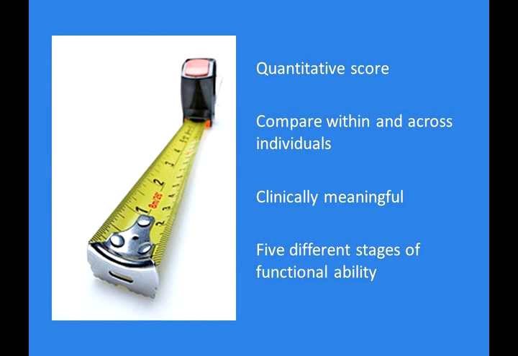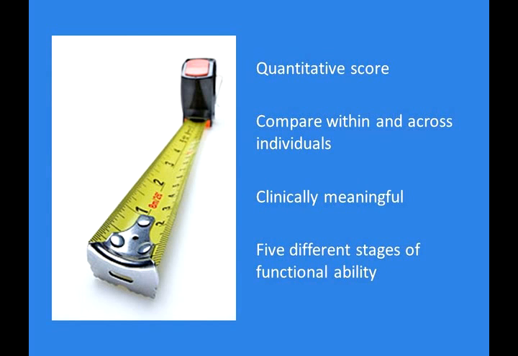Scores are grouped into 5 different stages. Stage 1 is at the lowest level of functional ability, and Stage 5 is at the highest. We will demonstrate these functional stages in the mobility domain, but it is important to remember that stages have also been developed for the daily activity and cognitive domains.